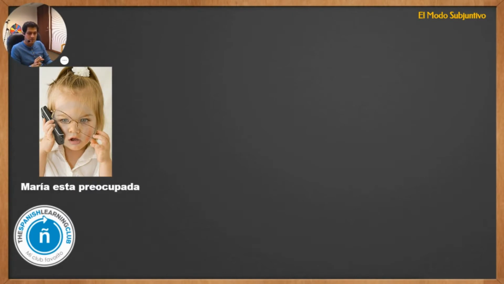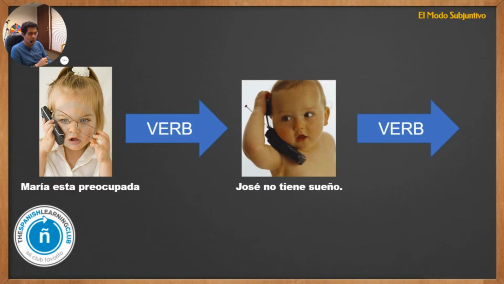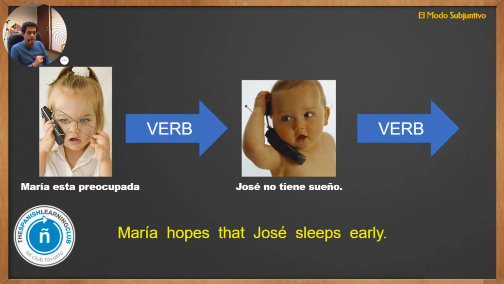So we have this sentence here. María está preocupada. The other sentence says, José no tiene sueño. So we are going to combine these two sentences. The first sentence, María está preocupada, will express an emotion on this other action, José no tiene sueño. So we are going to say, María hopes that José sleeps early.